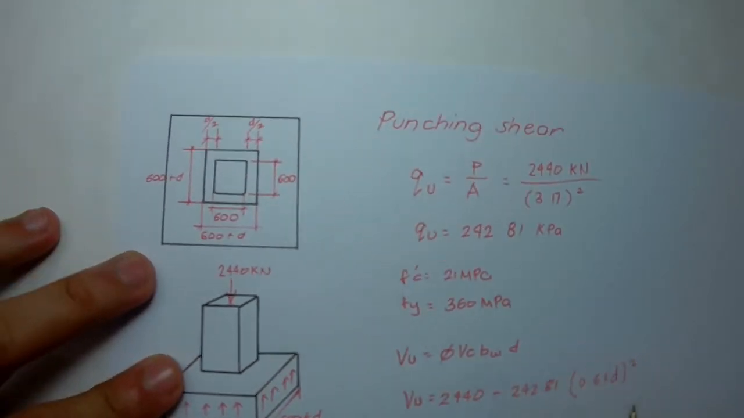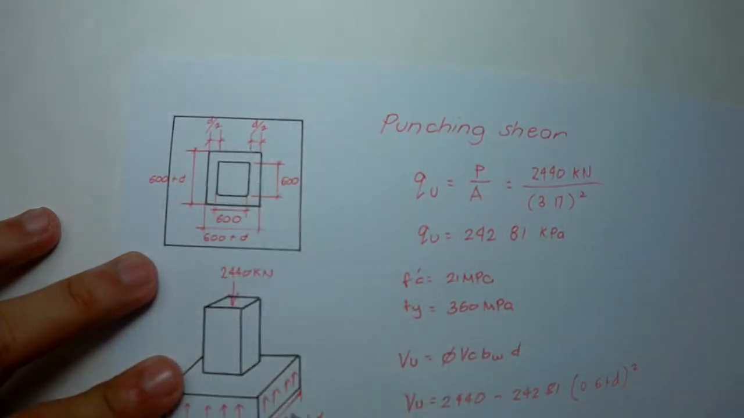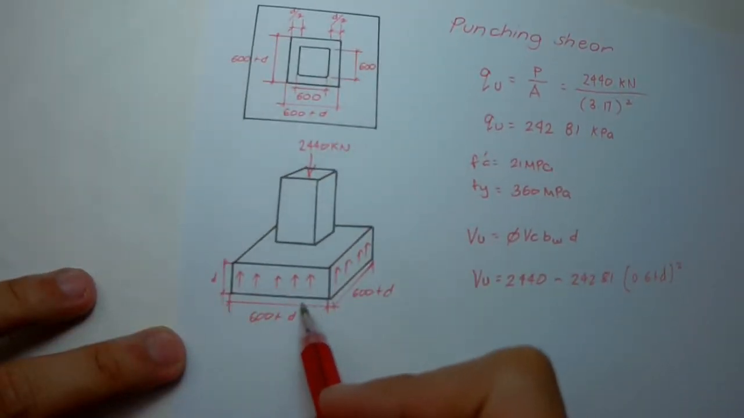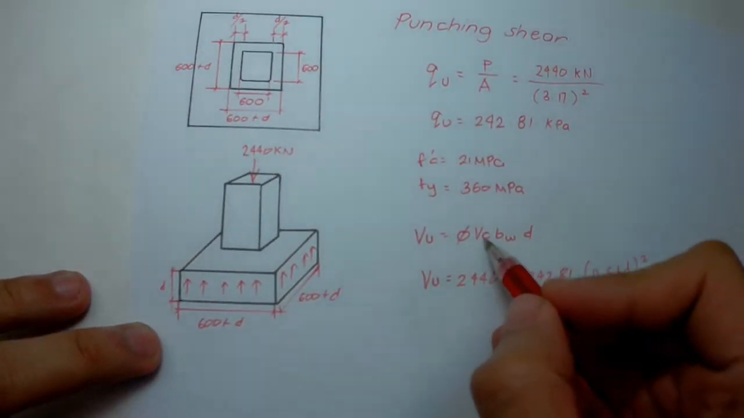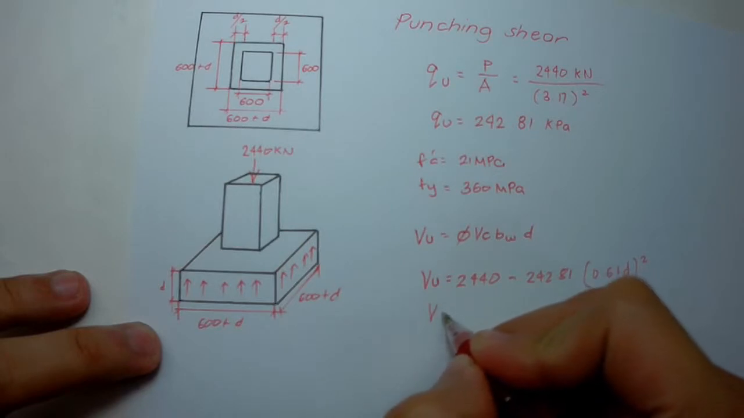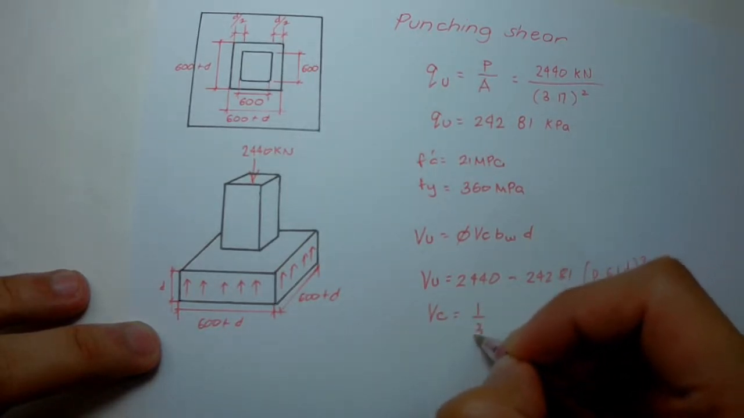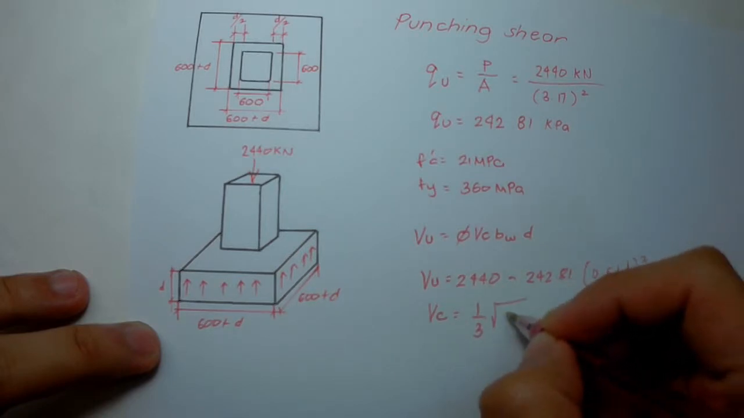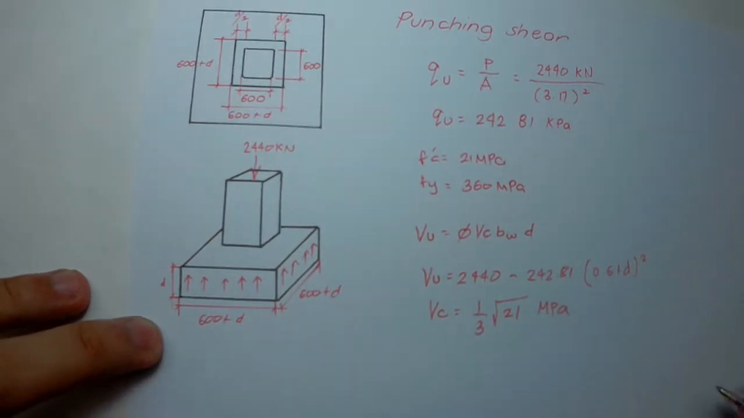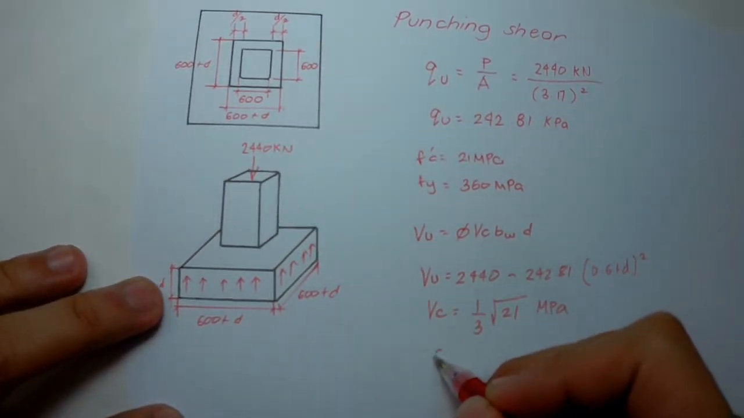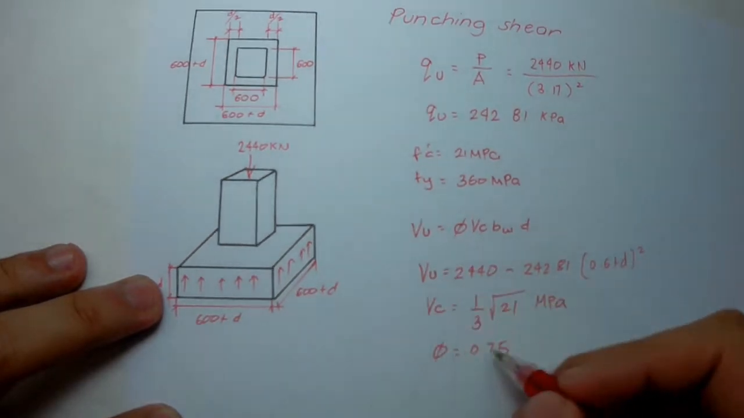The (0.6 + d) squared came from this 600 plus d, squared. Then our Vc, the shear of concrete, is equal to 1/3 square root of 21. The unit is MPa. Remember that our safety factor is equal to 0.75.